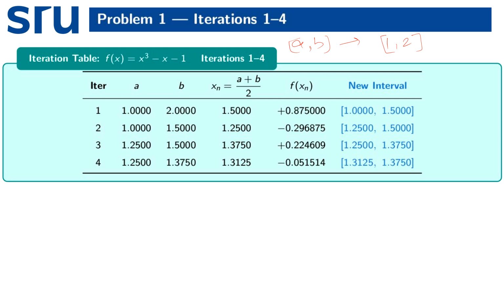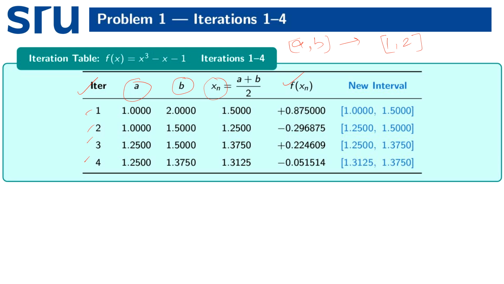Look at this table carefully. We have columns for iteration number, that is 1, 2, 3, 4. These are iterations. Then it is the value of a, and this is value of b. Then this xn is the middle point or the midpoint of the interval a comma b, which is given by a plus b by 2. Then we have the function's value f of xn, that is at the midpoint of the interval a comma b.